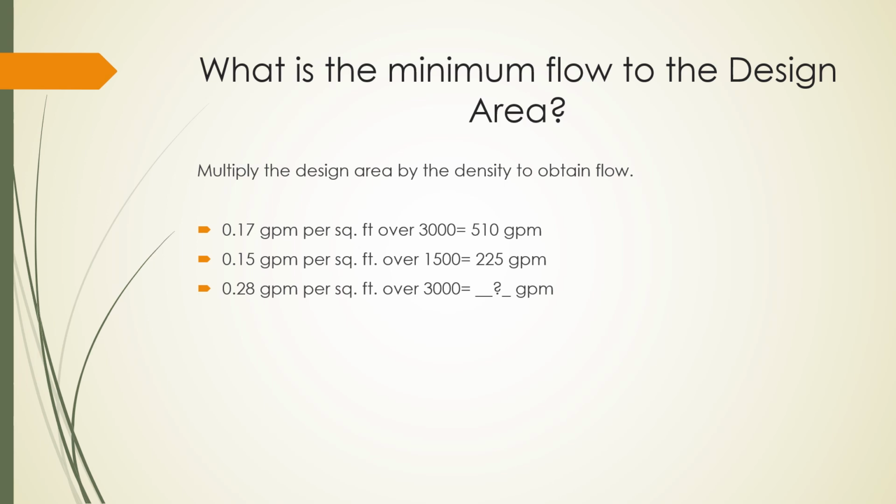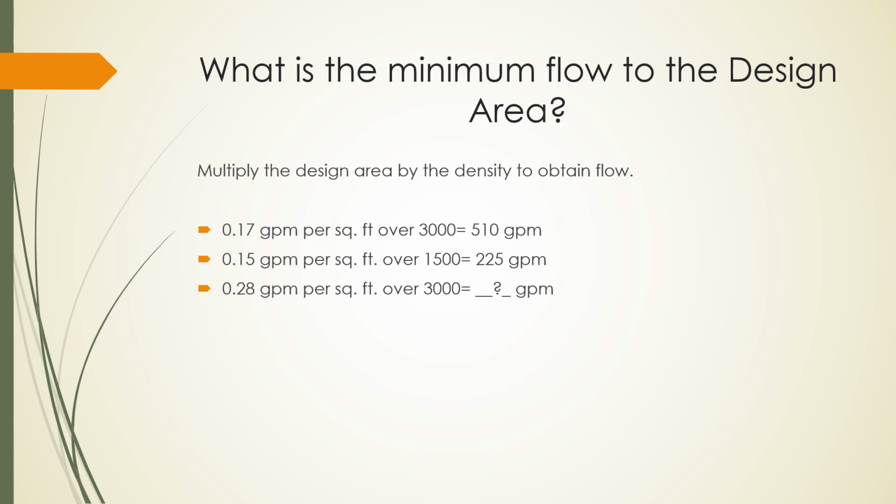I'm getting slightly ahead of where I want to be because I'm also going to be backtracking in the next video a bit, but I do want to cover this concept. If we know the design area and we know the flow within that design area, we can calculate a minimum flow over that entire design area. And all that is you multiply the design area by the density.